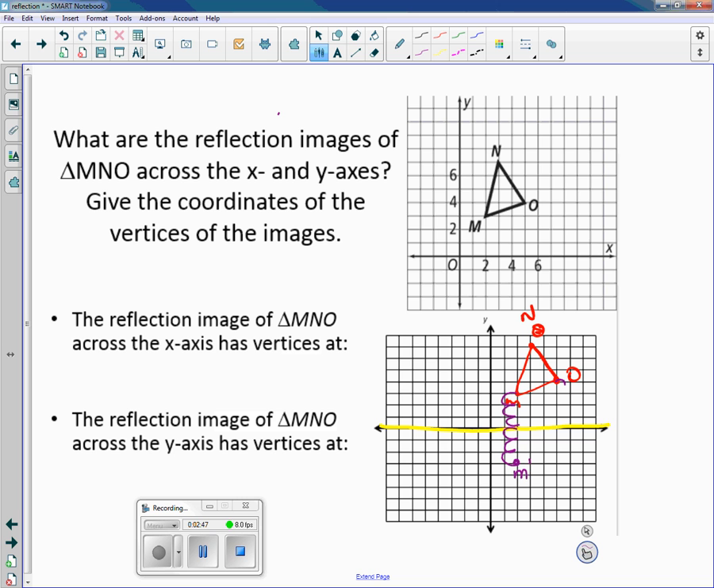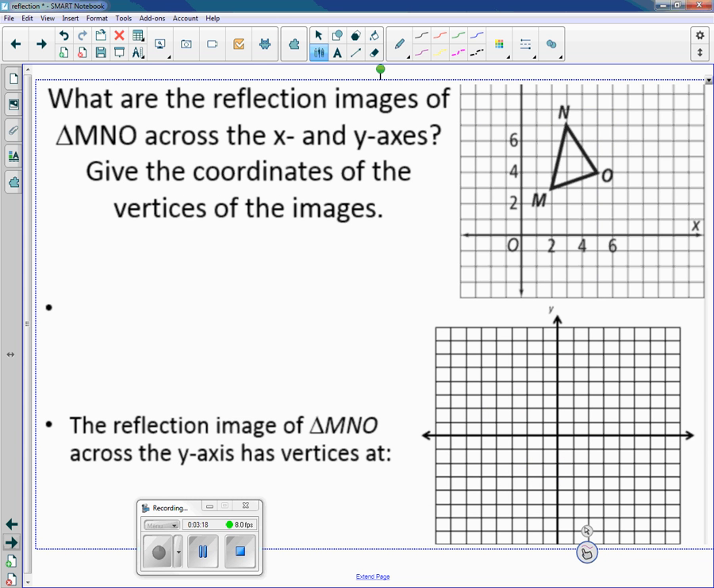O is 1, 2, 3, 4. So I need to go down 4 more. 1, 2, 3, 4. So you can just guess where my N is going to go. If I count down 1, 2, 3, 4, 5, 6, 7, I need to go 1, 2, 3, 4, 5, 6, 7. And that is my N. And if I was to fold it on the x-axis, they should match up with each other.